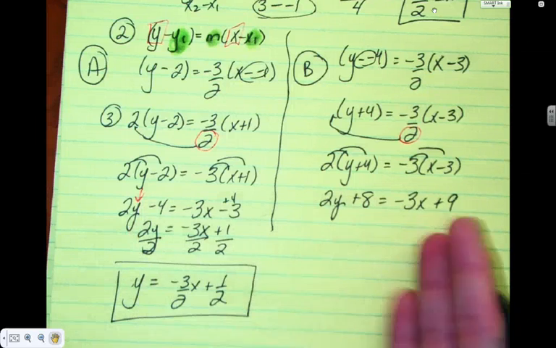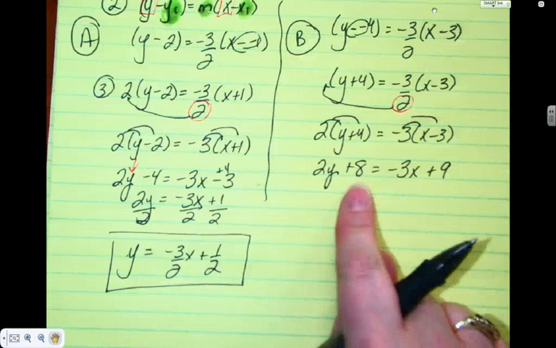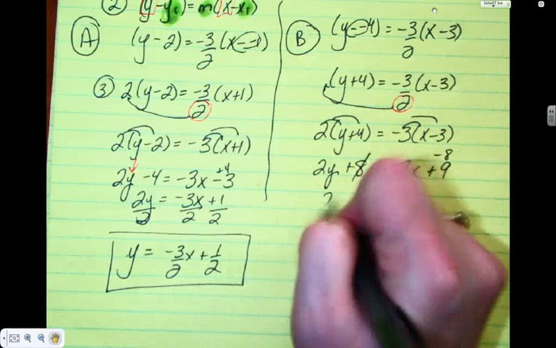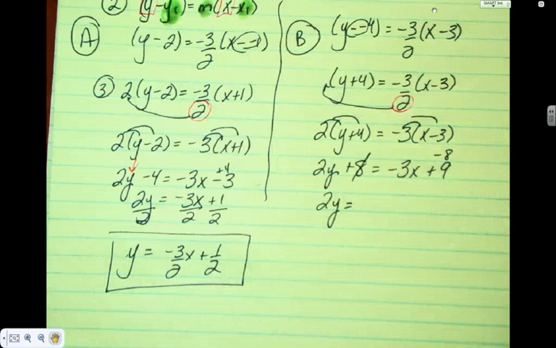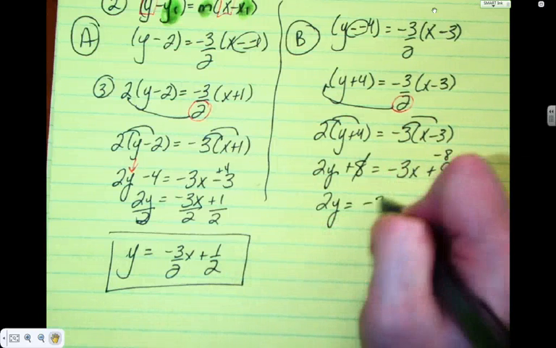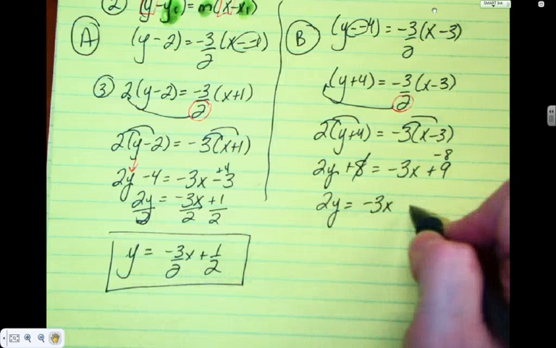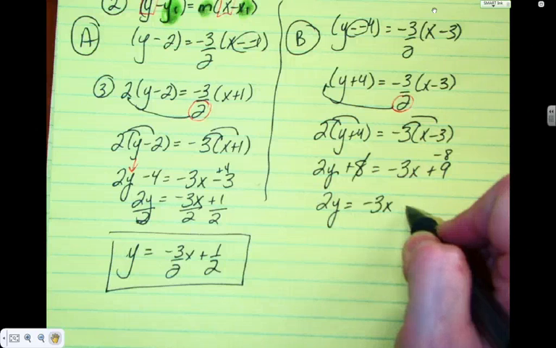Again, it's like totally different numbers. How is this going to happen? What's the opposite of adding 8? Subtracting 8. So I have 2y left on the left. And on the right, I've got negative 3x. And then I have negative 8 plus 9, which is plus 1.